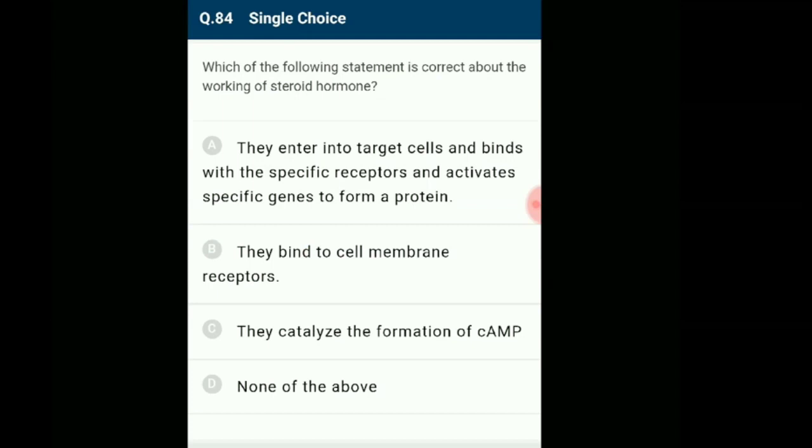Question number 84. Which of the following statements is correct about the working of steroid hormone? Steroid hormones are lipid soluble, so they easily pass through the plasma membrane. So the answer is option A. They enter into target cells, bind with specific receptors and activate specific genes to form a protein.